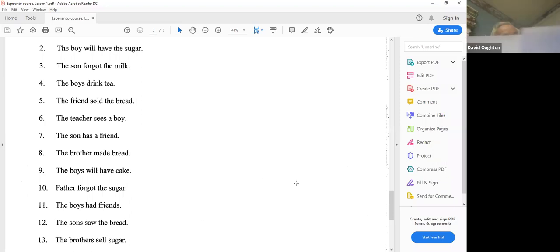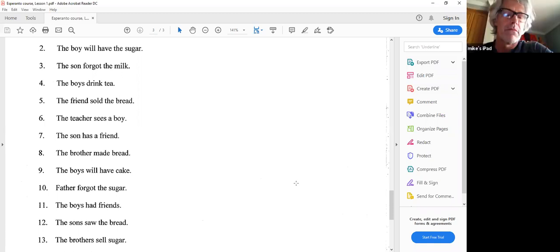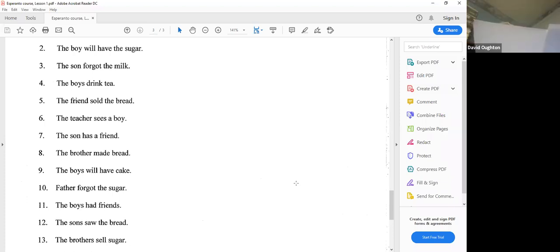Okay, just a few more. Number 17, father will sell the cake. So will sell is in the future. So Leo, what do we have there? Patro vendos la kukon. Good. Everybody see that? Yep. Okay. Number 18, the friend had bread. So had is in the past tense. So we need IS on the end of the verb. So Donna, what do we have for 18? La amiko havis panon. Panon, good.